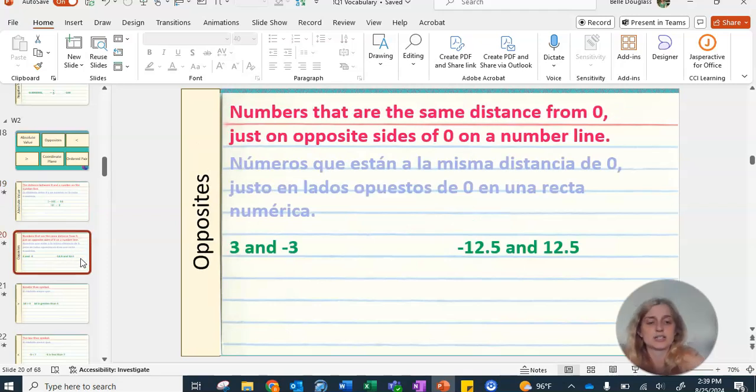All right, on your card that says opposites, you need to write down the definition and the green examples. Opposites are numbers that are the same distance from 0. They're just on opposite sides of 0 on a number line. So one will always be on the positive side and one will always be on the negative side. 0 is the only number that is its own opposite, or doesn't have an opposite.